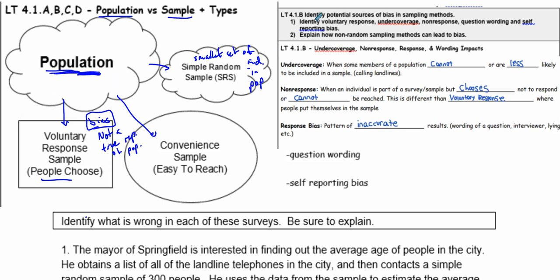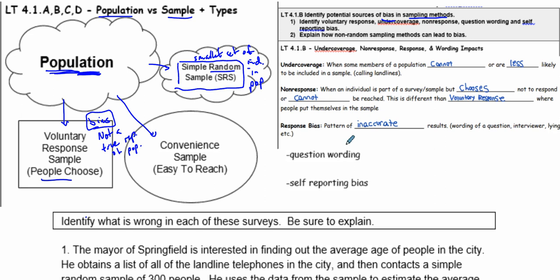Now, today we're going to talk a lot about this bias and how we can get some sampling errors. We know that simple random sampling is the best way to try to bring down bias, but there are other things that can happen when we sample that do bring in some biases. So the key things you need to know are undercoverage, when some members of the population cannot or are less likely to be included in a sample, all right, like calling landlines or whatnot.